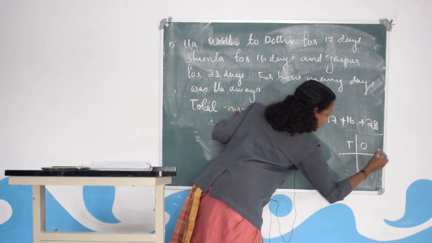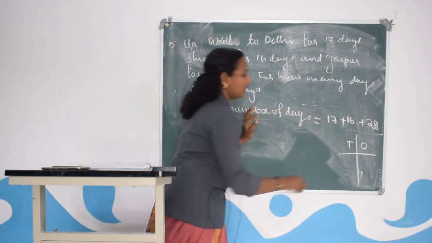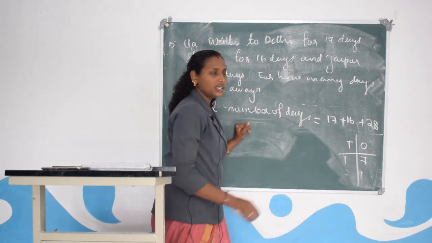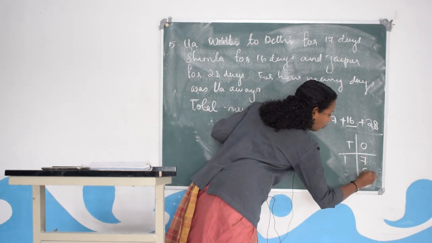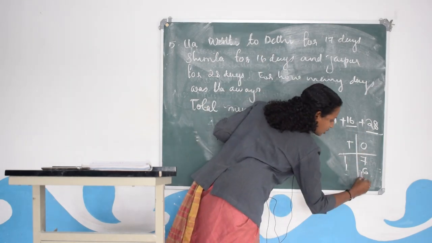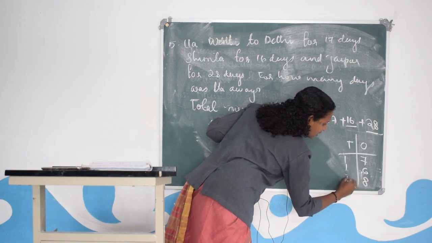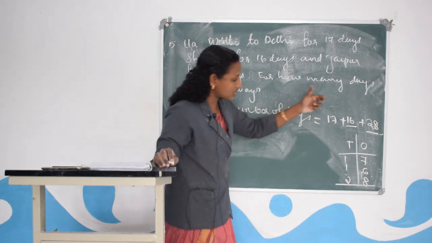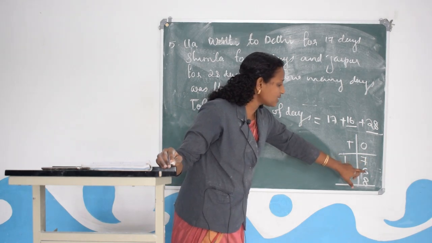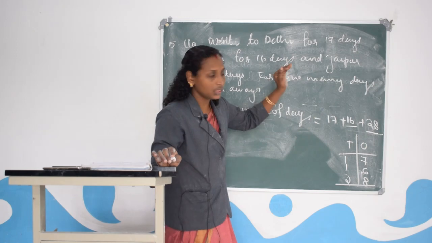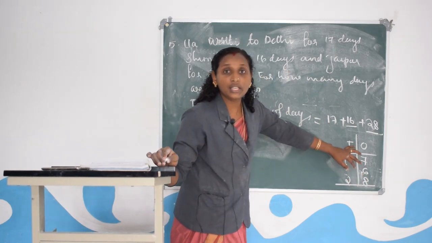These are 2-digit numbers. Write ones and tens. Look at this: 17, ones 7, tens 1. The next number, 16: ones 6, tens 1. Then the next number, 28: ones 8, tens 2. Then add the ones. 7 plus 6 plus 8. 7 plus 6 is 13. 13 plus 8 is 21.